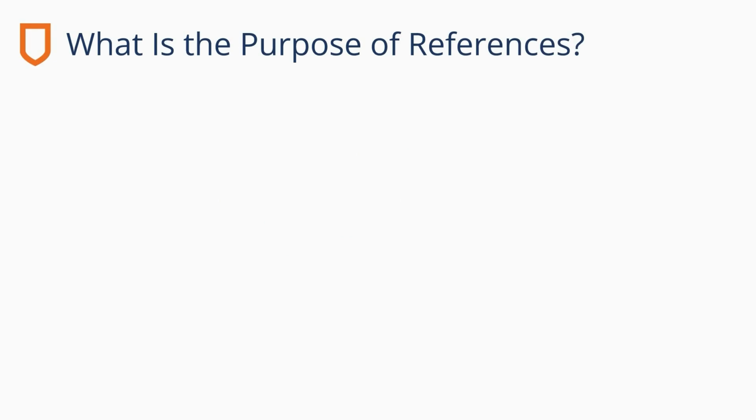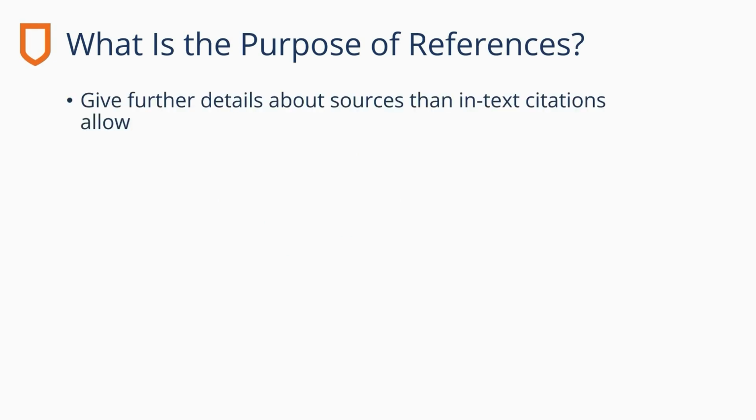So what is the purpose of references? The purpose of references is to give further detail about sources than in-text citations allow. It just wouldn't be efficient to put all the information into the text, so having a page of corresponding references is an effective solution. And of course, that further detail makes it even easier for your reader to find your sources themselves.